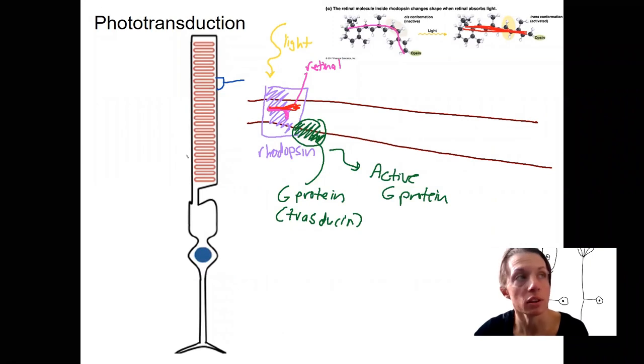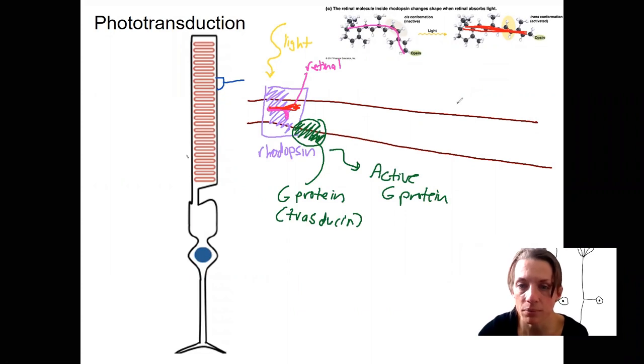This active G protein is going to do something, right? You might not know what it does, but you know that G proteins are able to activate other things. cAMP is the second messenger you've seen before. Of course, now it's a little different. So it is going to activate a protein called phosphodiesterase.